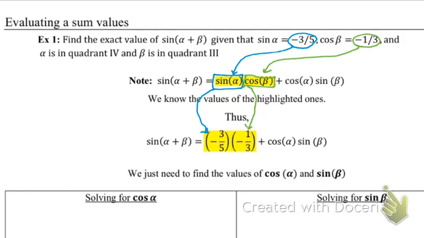Now what we're going to recognize is we're missing two values. We're missing cosine alpha, and we're missing sine beta. Those are the only two values we have to find. They'll give you two of them in the equation. You just have to find the other two. And we're going to put kind of a shortcut off to the side.